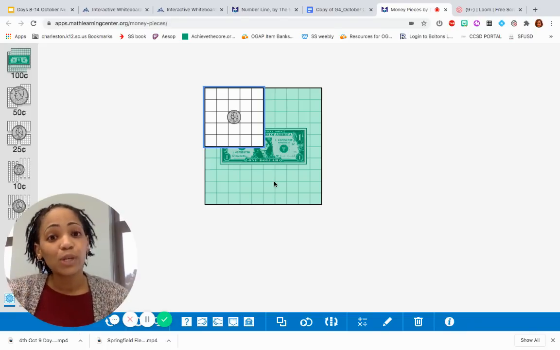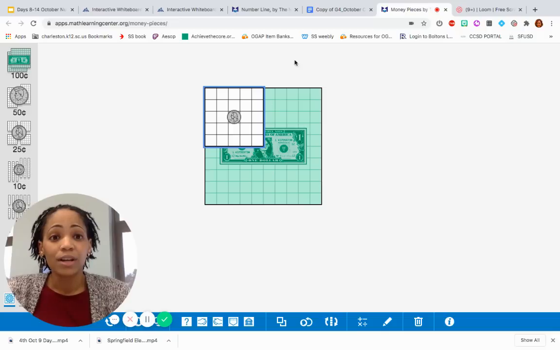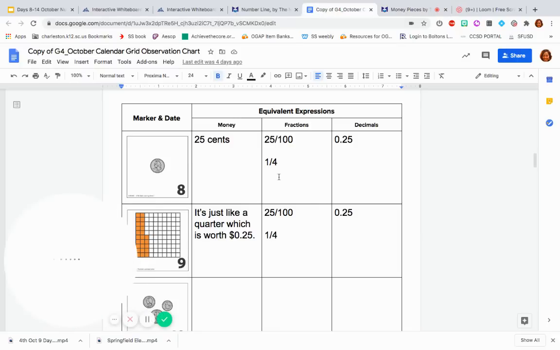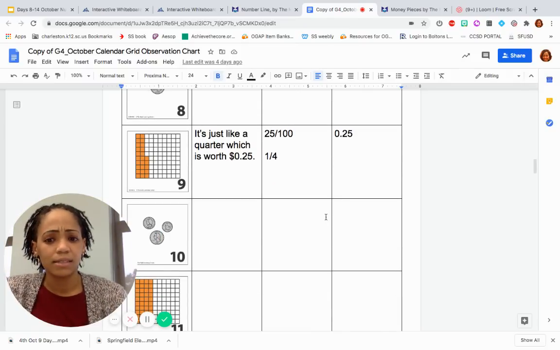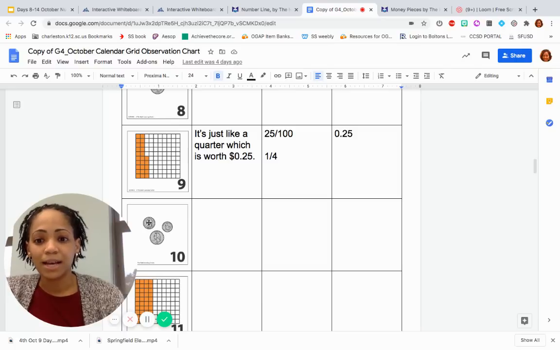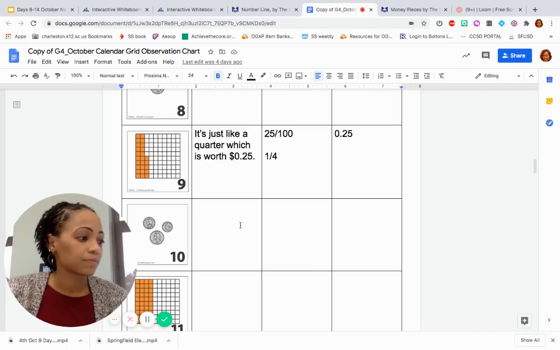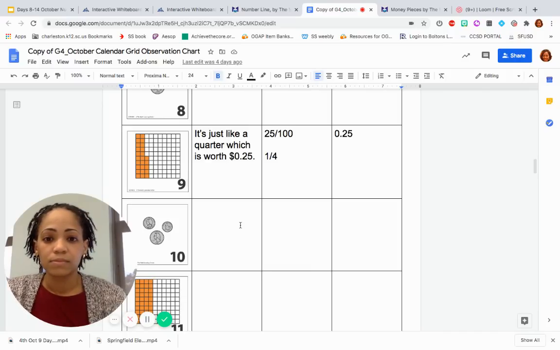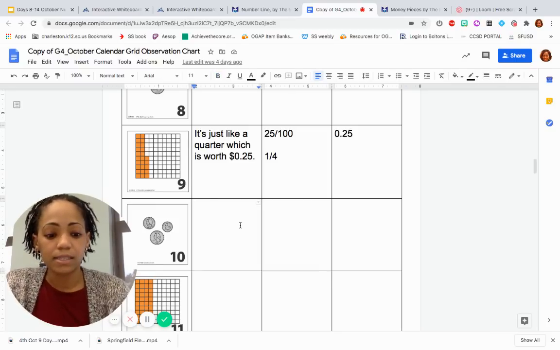So if I have something worth 25 squares shaded in, or a quarter, then we know that that's 1/4. And so that's why we have 1/4 here and we have 1/4 here. So now let's talk about day 10, which was a quarter, a dime, and a nickel. Well, how much money is that worth? Yeah, it's 40 cents. I'm going to write it like this.